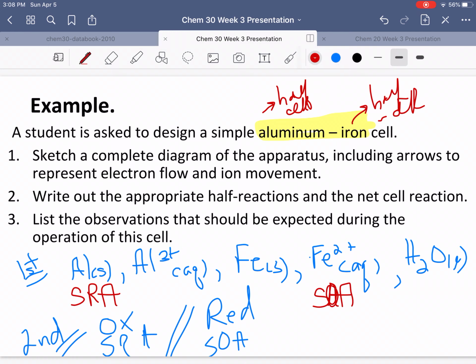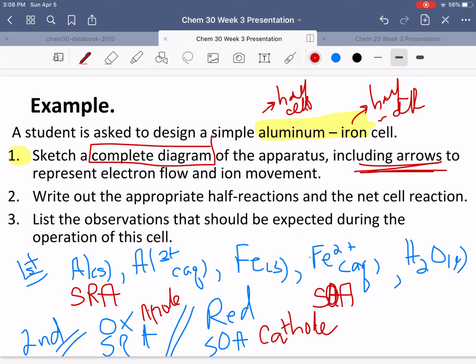Oxidation happens at the anode, right? Reduction happens at the cathode. This is how we're going to build and start our first part that we actually have to do for the question. Sketch a complete diagram of the apparatus. Include your arrows to represent both electron flow and ion movement. There's an awful lot that needs to be included in one of these diagrams. It is important that everything is there. I'll show you exactly what I want on the next slide here.